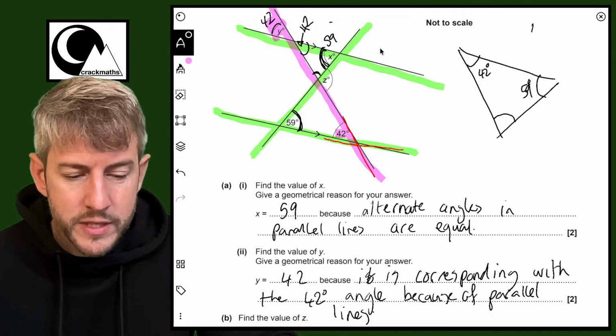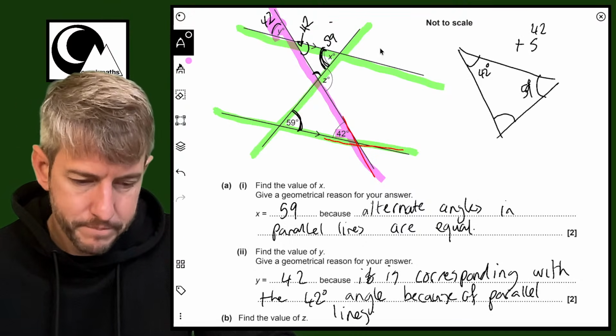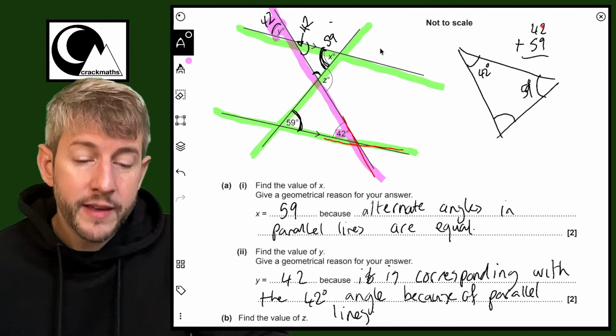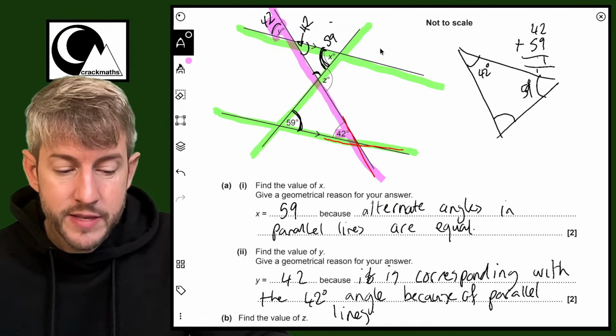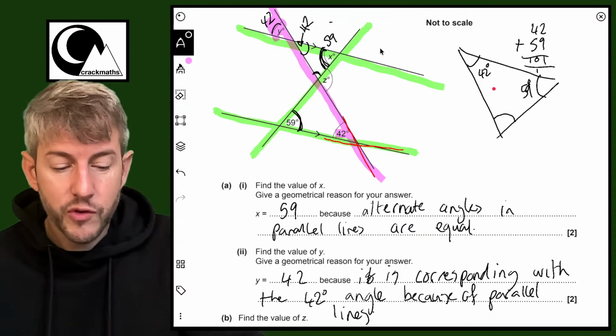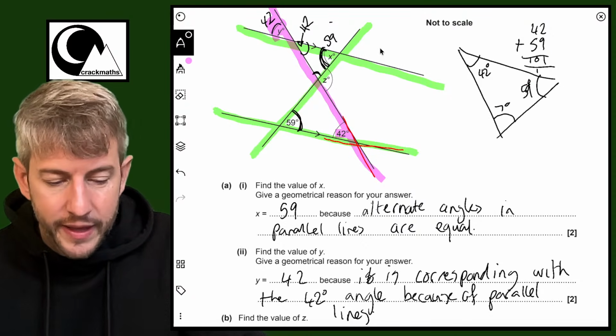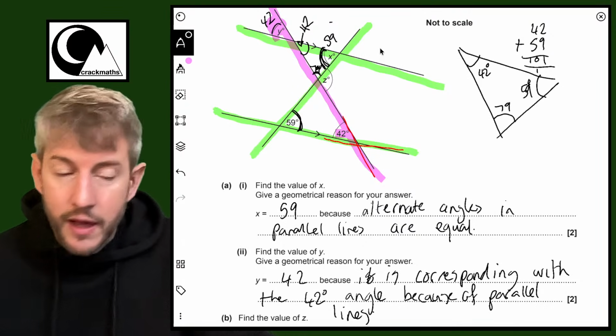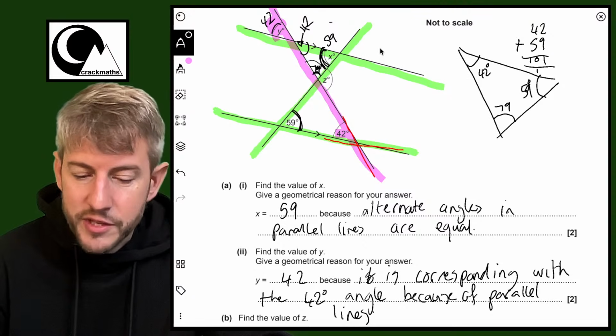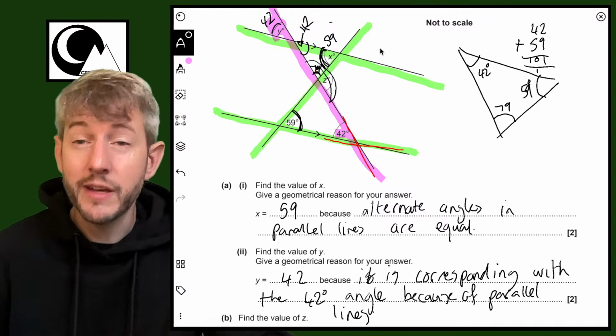So I'm going to do 42 add 59, which will give me 2 add 9 is 11. 4 add 5 is 9, so this will be 101. So they make 101, which means this little bit here will be 79 degrees. So that's 79 degrees. Now, Z is on a straight line with this 79 degrees, okay?